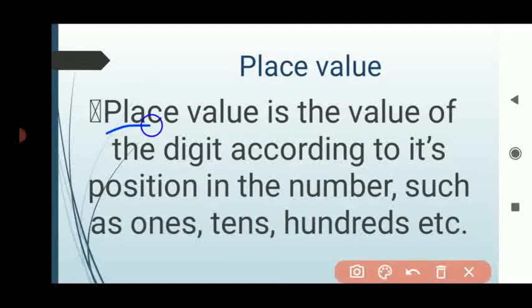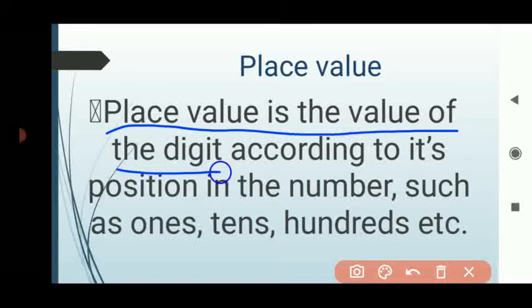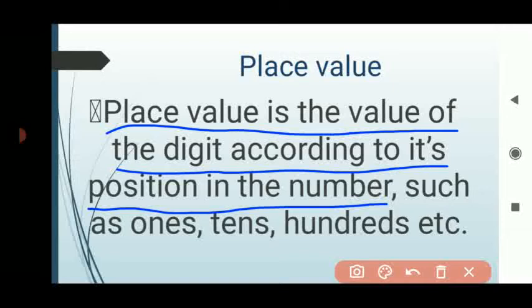Children, place value is the value of the digit according to its position in the number. When we have to find out on which position a particular number is, we call it the place value of that number. Suppose we are in the classroom, on which place you are sitting, that is your place value. In the same way, where that number is sitting, in which position.